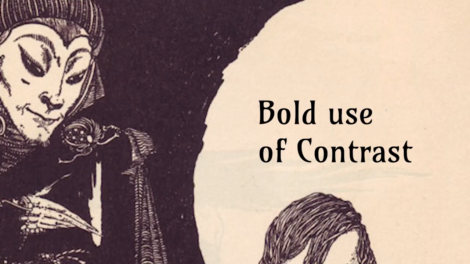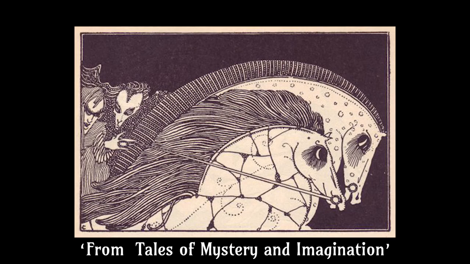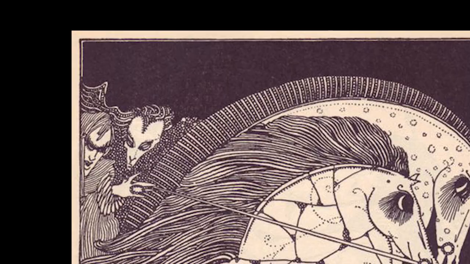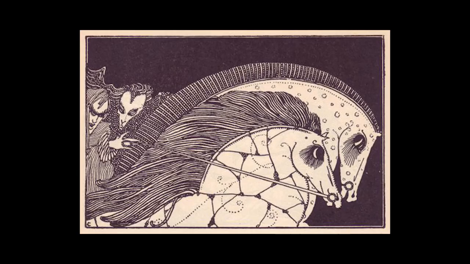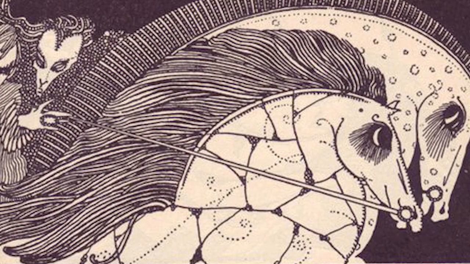Bold use of contrast. Let's see how Harry Clarke composes his illustrations. I noticed some very bold compositions here. Look at the way the horses really stand out against the black background. We have the fine lines working as a gray tone, while the black and white creates little explosions for our eyes, or they work as little pauses before our eyes travel further into the line work.